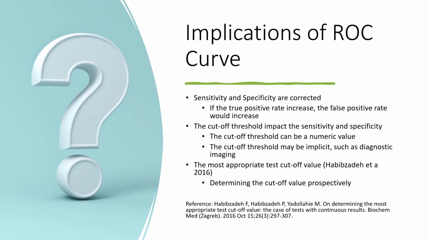We now summarize the implication of the ROC curve. Sensitivity and specificity are often correlated. If the true positive rate increases, the false positive rate would increase, too. The cutoff threshold may be implicit, such as in diagnostic imaging, but the threshold generally exists. There was a publication discussing the optimal threshold, but we will not elaborate here.